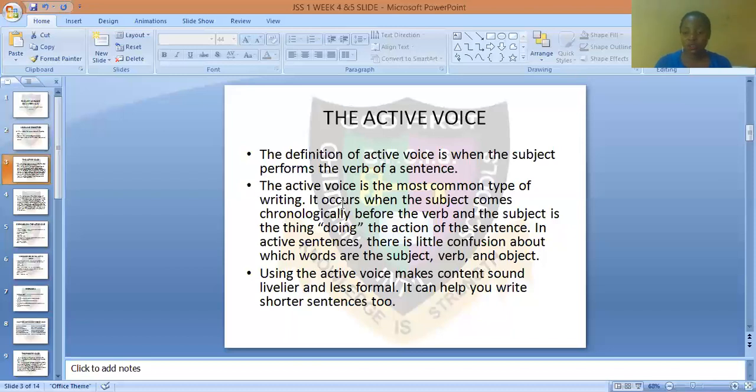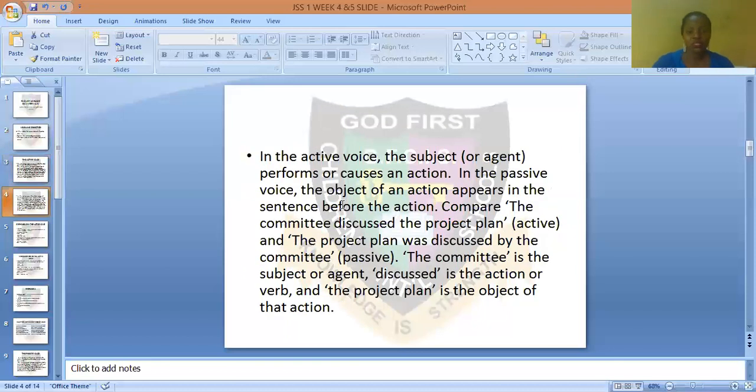In active sentences, there is little confusion about which words are the subject, verb, and the object. So the active voice is the most common type, and is more used than the passive voice. Using the active voice makes content sound livelier and less formal. It can help you write shorter sentences too. So, in the active voice, the subject or agent performs or causes an action.